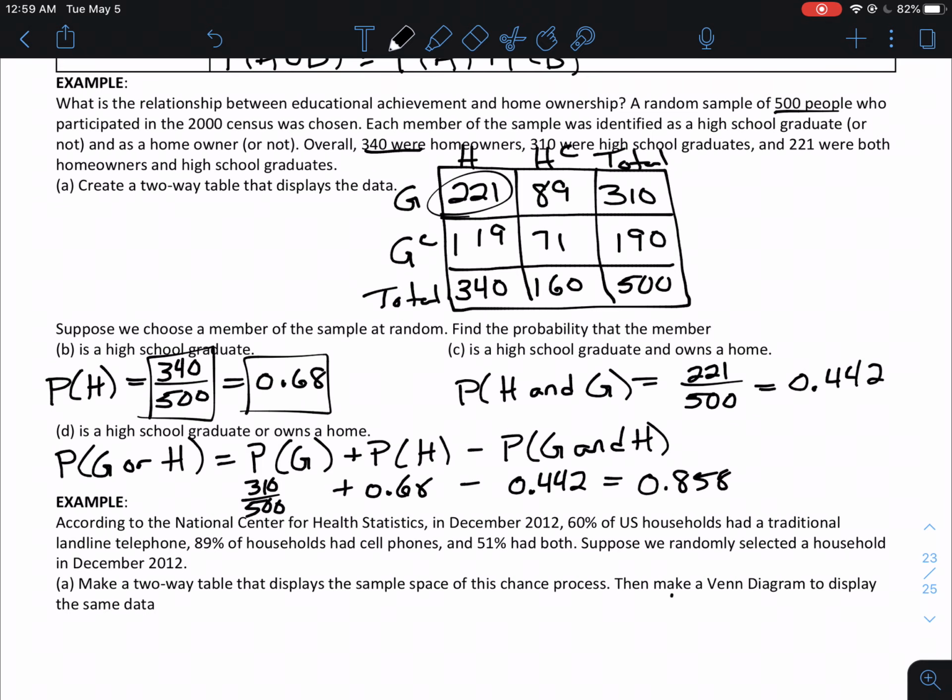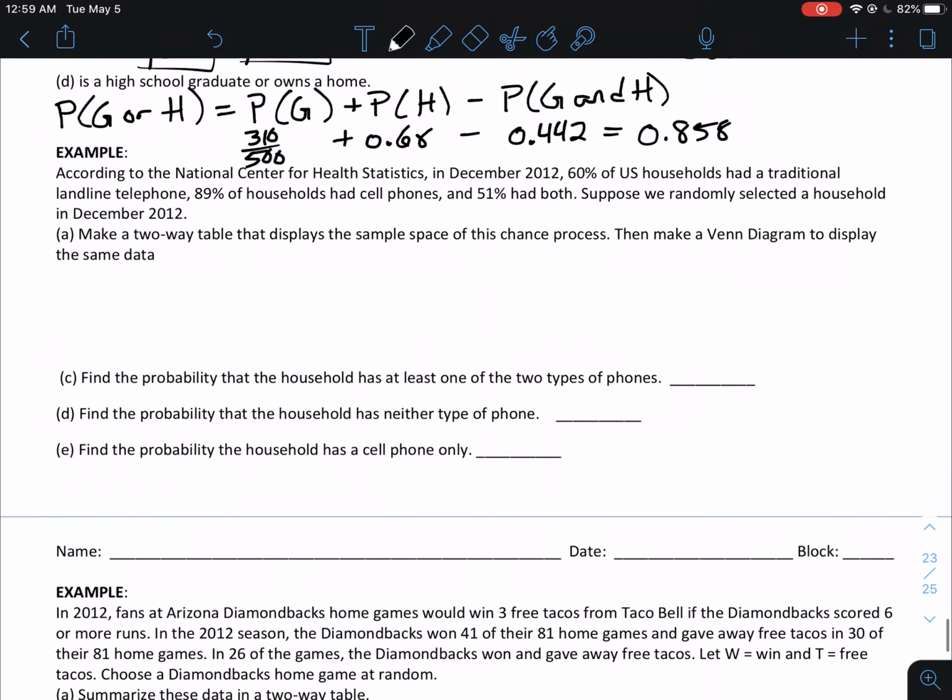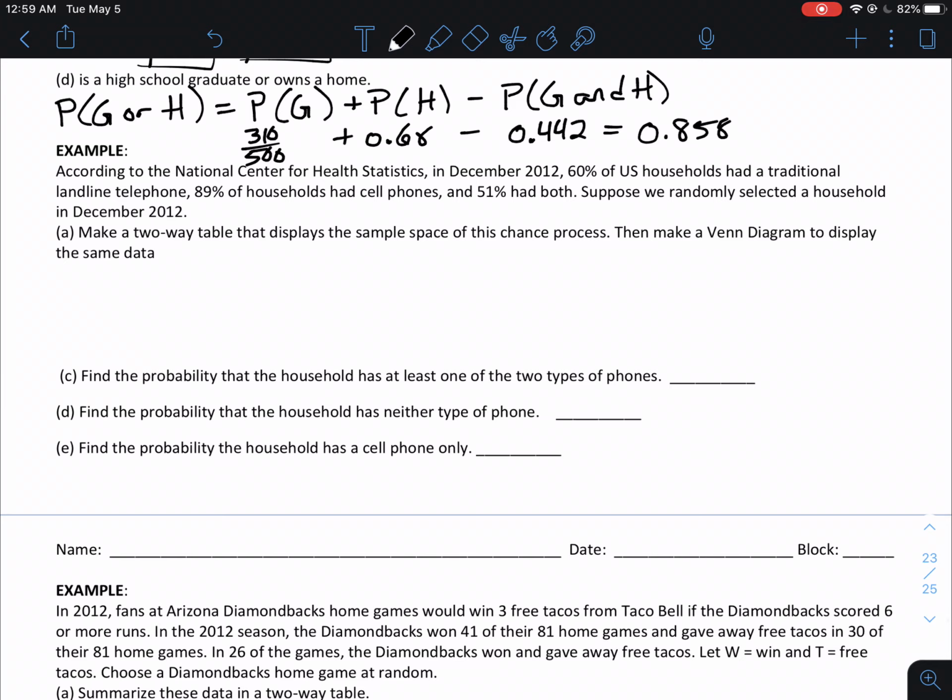Okay, let's take a look at another example. According to the National Center for Health Statistics, in December 2012, 60% of U.S. households had a traditional landline telephone, 89% had cell phones, and 51% had both. Suppose we randomly select a household in December 2012. We're going to first make a two-way table and then make a Venn diagram so we can compare the similarities and differences.